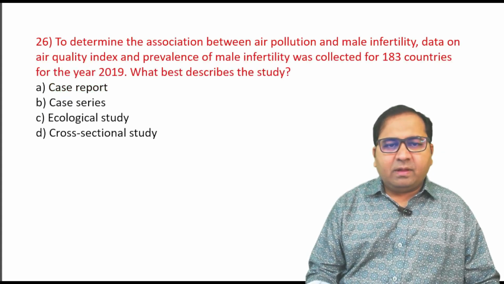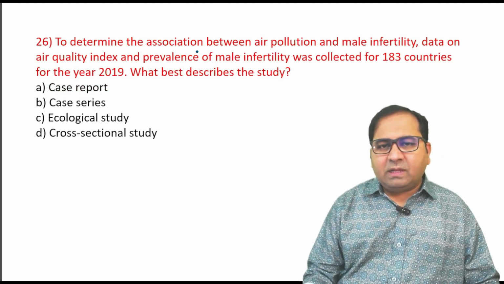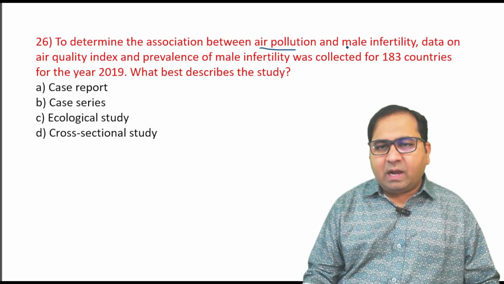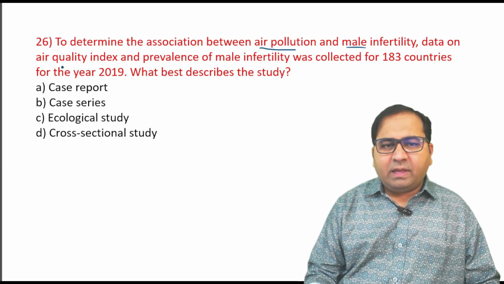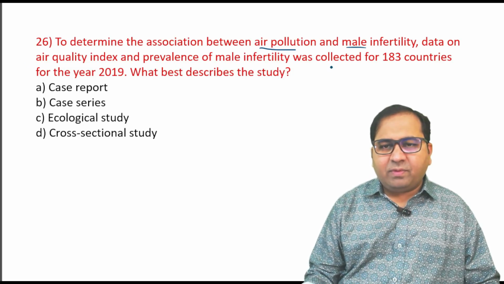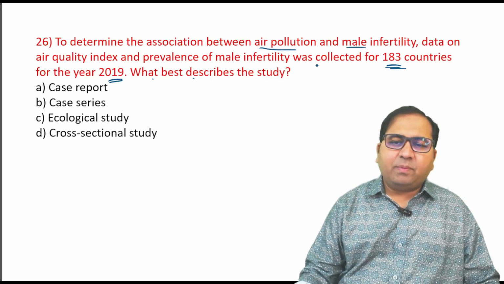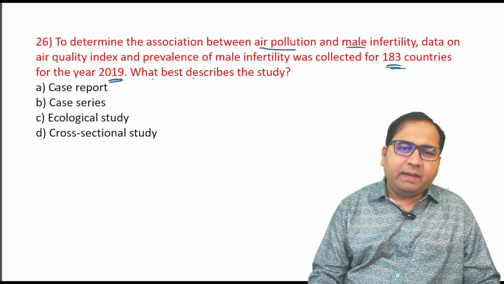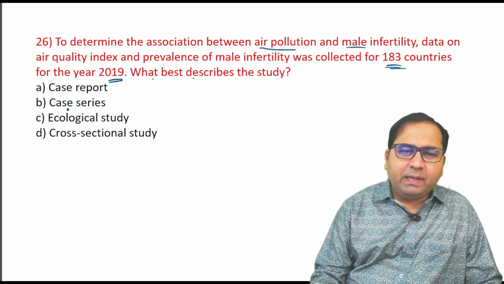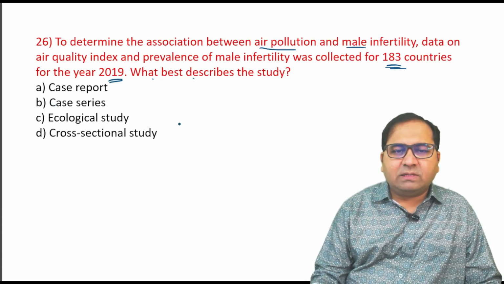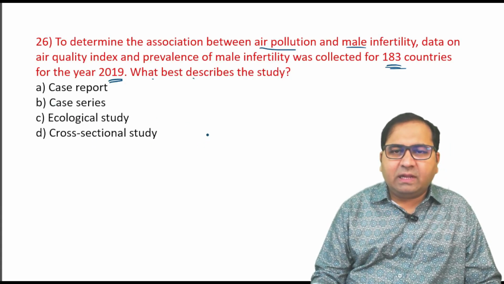Then next question. To determine the association between air pollution and male infertility, data on air quality index and prevalence of male infertility was collected from 183 countries for the year 2019. So what best describes this type of study? The options are A, case report, B, case series, C, ecological study, D, cross-sectional study. I need not mention because here itself the answer is in the question.